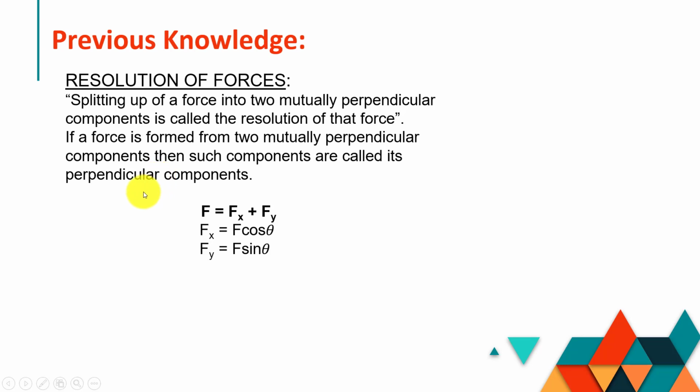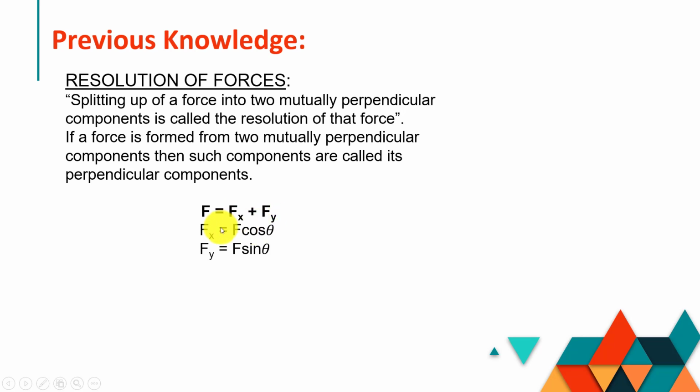If a force has two mutually perpendicular components, then we can say that the force is the sum of these two mutually perpendicular components, and we have F, which is equal to the sum of two mutually perpendicular components, which are Fx and Fy. So we get F is equal to Fx plus Fy.